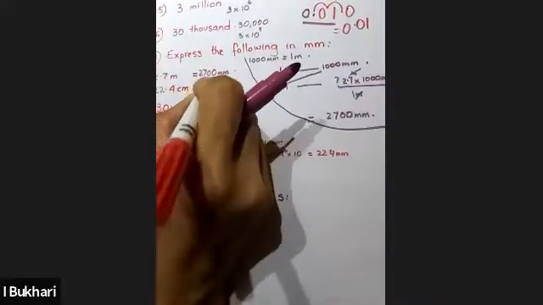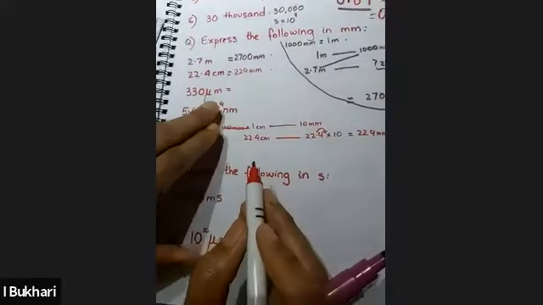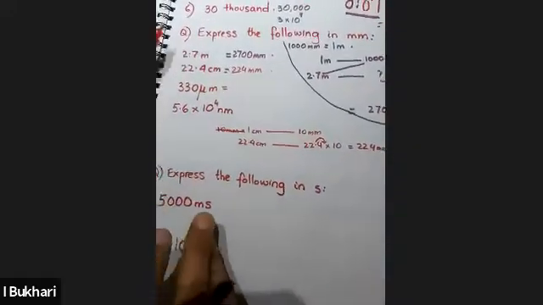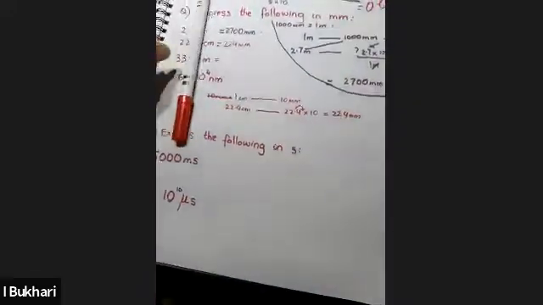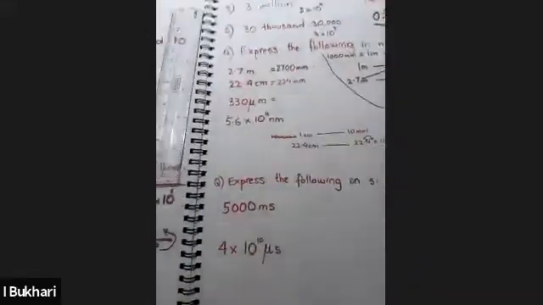Okay, 224 millimeters. Next, 330 micrometers. How many micrometers are in 1 millimeter? Yeah, that's a little tough.